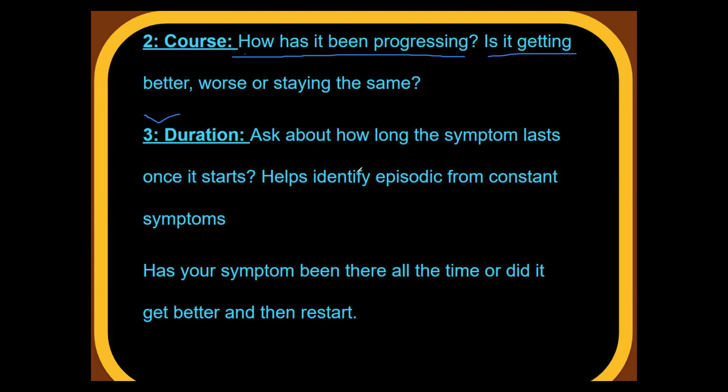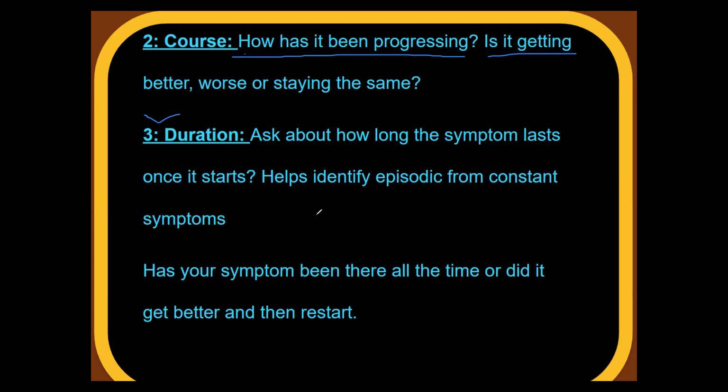Duration. Now, some symptoms may not be consistently present. For example, in angina, pain comes and goes. Ask about the duration. How long does the symptom last once it starts? This will help you identify if something is episodic or something that's been ongoing for a while. For example, if a patient has stable angina, they will feel pain on exertion that resolves in 5 to 10 minutes, usually less than 15 minutes.